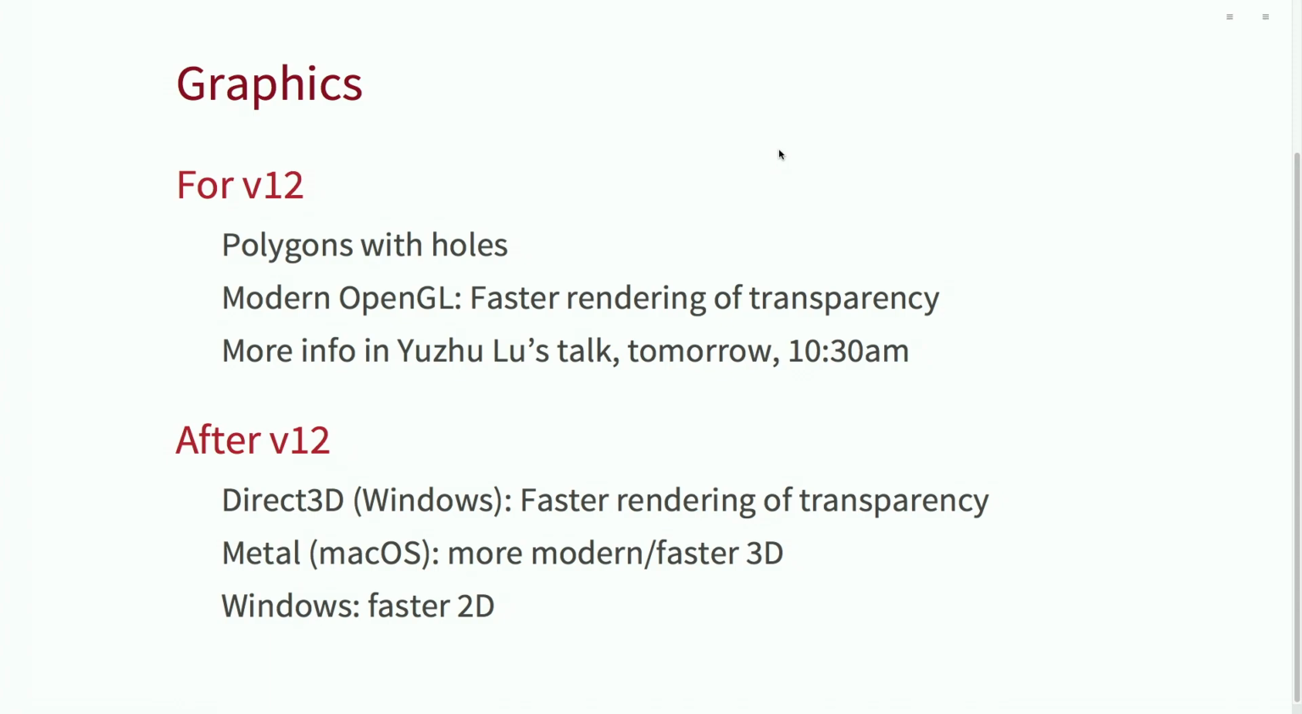We're implementing Direct3D for Windows for the single pass depth sorting. And we're implementing Metal. We're seeing the writing on the wall, and OpenGL is not the future that Apple wants. It's a pain in the butt because it's more work for us, but there we go. We're working on Metal, and we've made quite a bit of progress there. Also, we have some faster 2D stuff coming up.